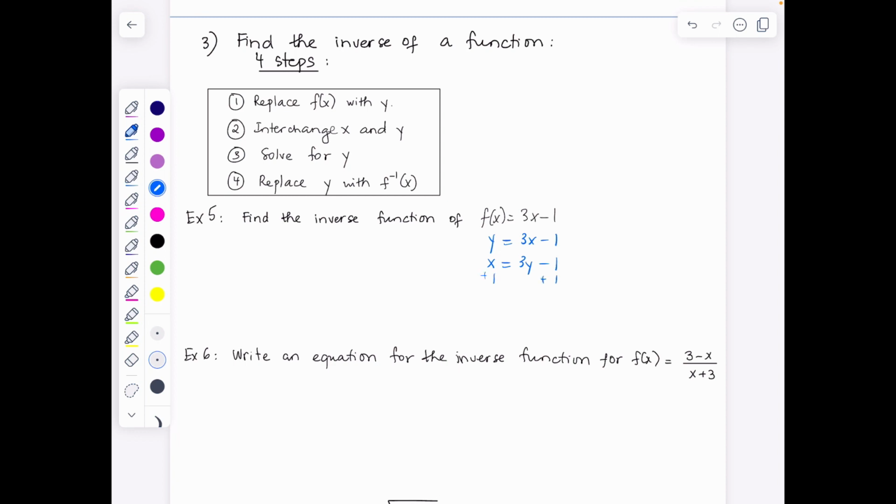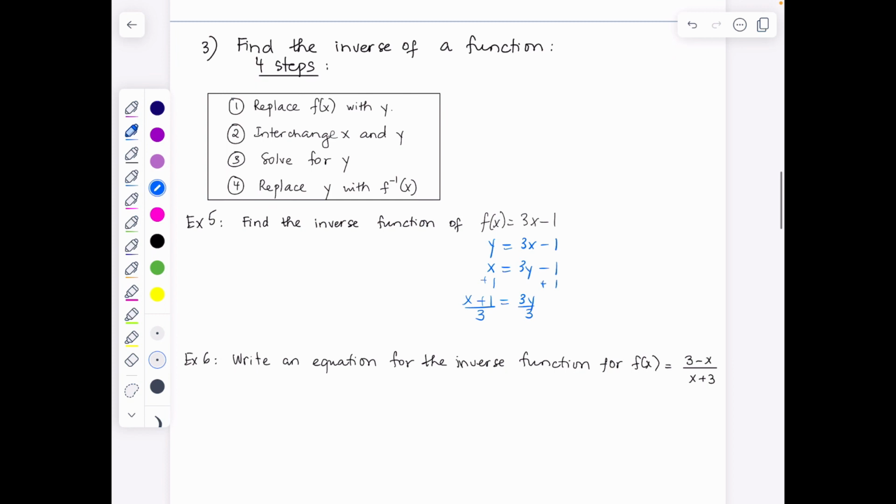So add 1. Over here, I have x plus 1 is equal to 3y. And then finally divide both sides by 3. That will help us get y by itself. And then step 4, replace y with the notation for inverse function. So this will be x plus 1 over 3 is equal to y, which is f negative 1 of x, or the inverse function of f. So this is the final function. So this is step 1, step 2, step 3, and step 4.